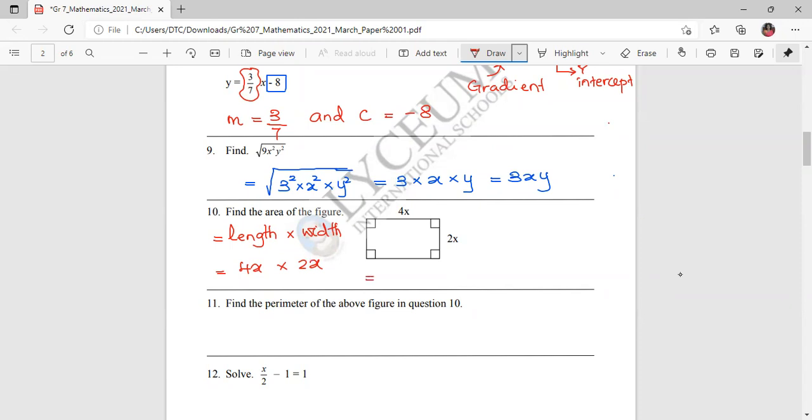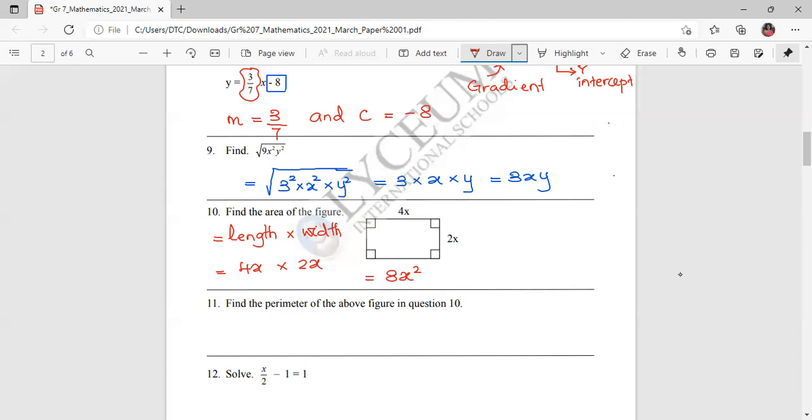4 times 2, it is 8. x times x, it is x squared. That's it. We don't know the unit of this 4x and 2x. Therefore, the final answer should be 8x squared. We can't write anything because they have not mentioned the units, either it's centimeters or meters. Length, they have given 4x and width, they have given 2x.